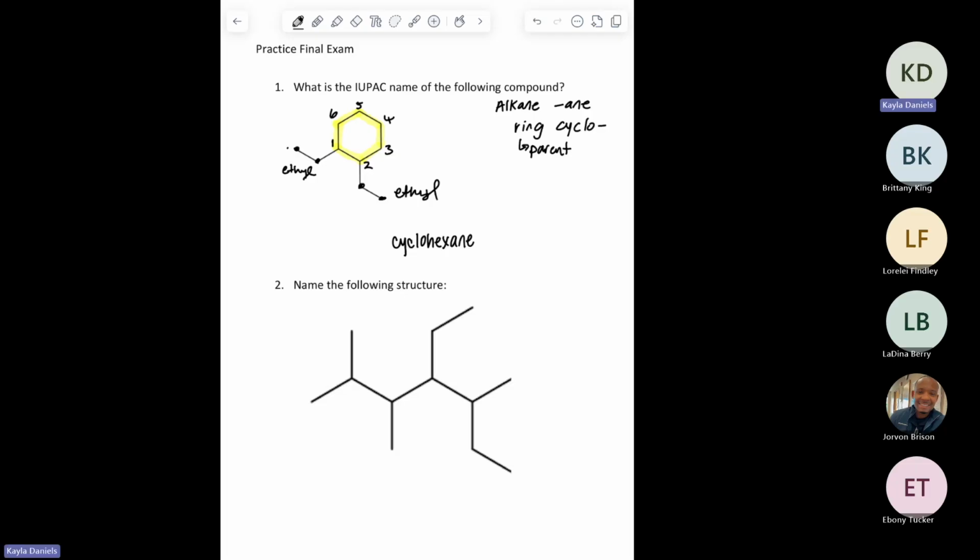So we're looking at 1,2-diethylcyclohexane.